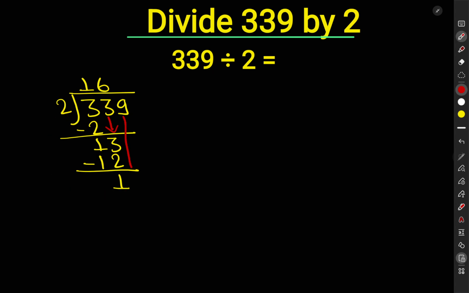So we put down the number beside this 9. So it became 19 and 2 times 9 means 18. On subtracting we get 1. So again this 1 is less than 2 and there is no other number beside.